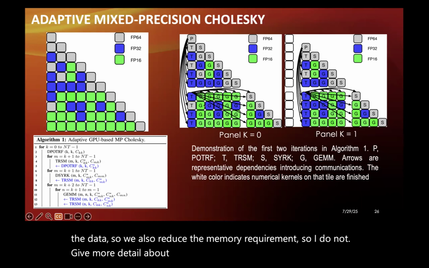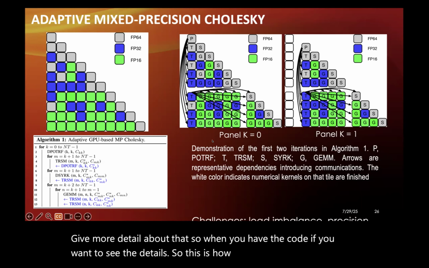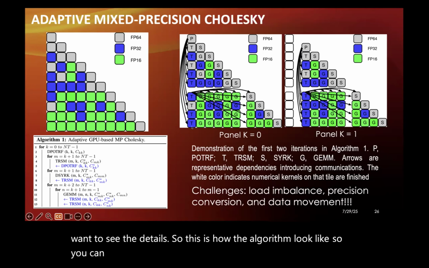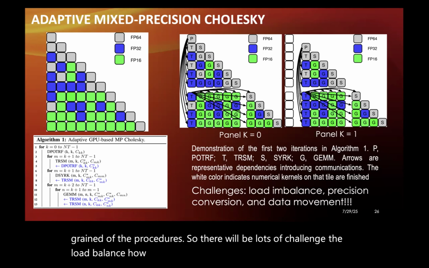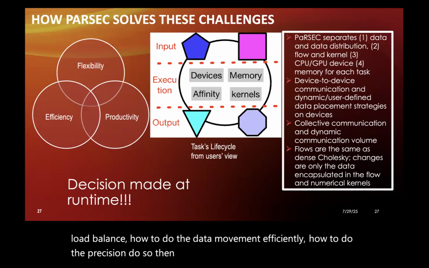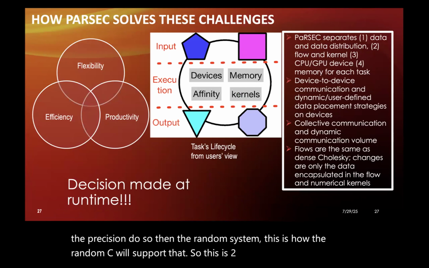When you have the code, if you want to see the details, this is how the algorithm looks. You can see that because of the fine-grained dependencies and fine-grained precisions, there will be lots of challenges: load balance, how to do the data movement efficiently, how to handle the precision. This is how the runtime system will support that. I just give you some ideas here.